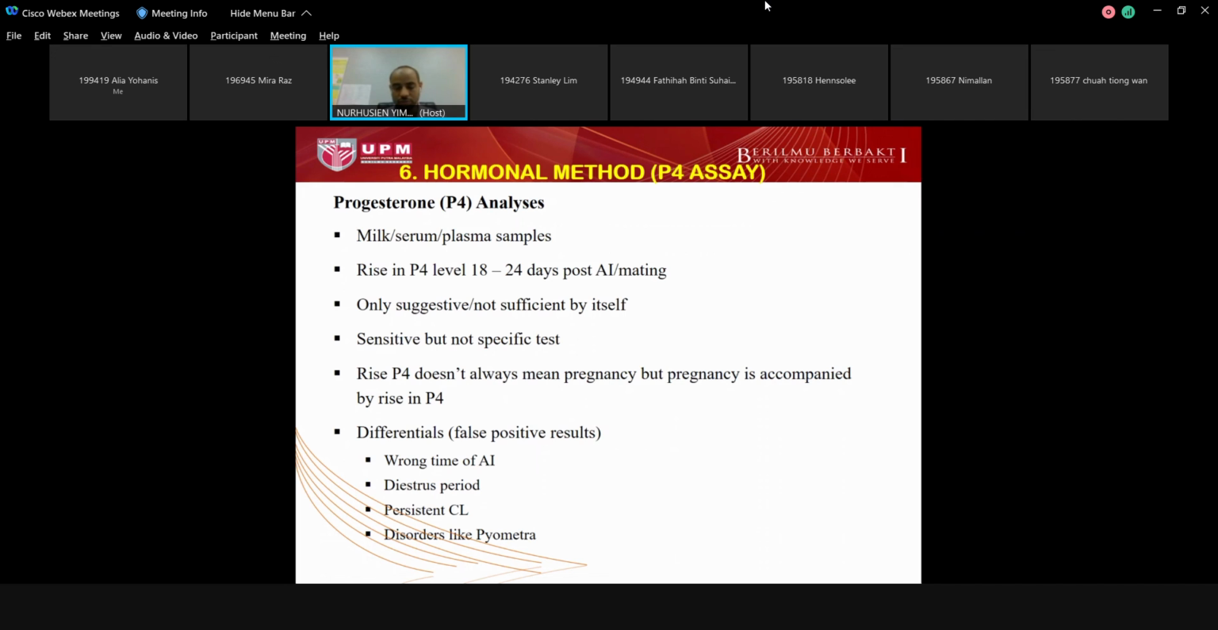It could be due to even a reproductive disorder. For example, if you have got a cystic ovarian disease with CL, as the luteal cyst, obviously you will have high progesterone level. If you have pseudo pregnancy, if you have a pyometra case, you can have also high progesterone levels. So a lot of differentials will be there, making the diagnosis of pregnancy using this method difficult.